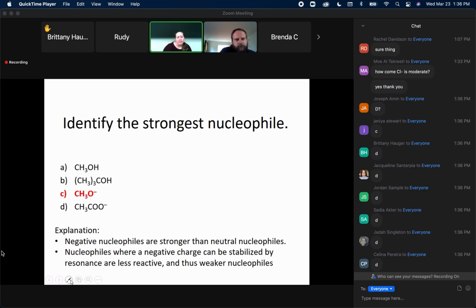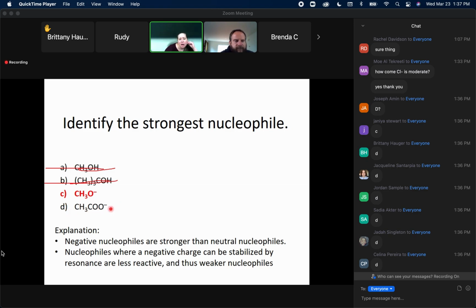So hopefully everybody found it pretty easy to rule out these top two because they are the neutral versions of the negatively charged species down below. So that gets rid of A and B. So we need to now decide between C and D. And the way we do this is to take a look at the stabilization, and remember that a more stabilized negative charge is going to be less reactive.